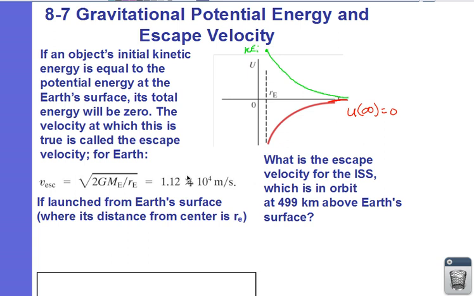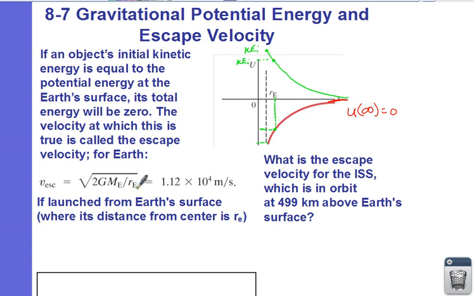Now, this R sub E would be only if it's on the surface of the Earth. What if it were already at a position of 499 kilometers above the Earth's surface, like the International Space Station? If I were to consider where the ISS is here, it would be maybe around here somewhere. So it's already at some elevated position from the surface of the Earth. What that means is that it wouldn't have to have as much kinetic energy in order to escape.